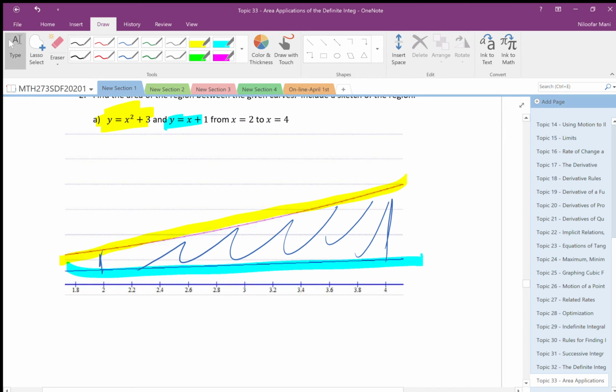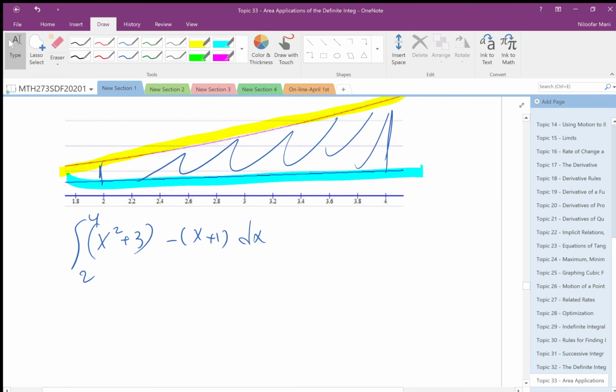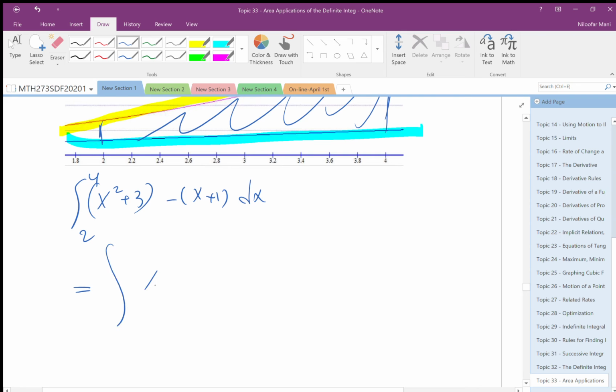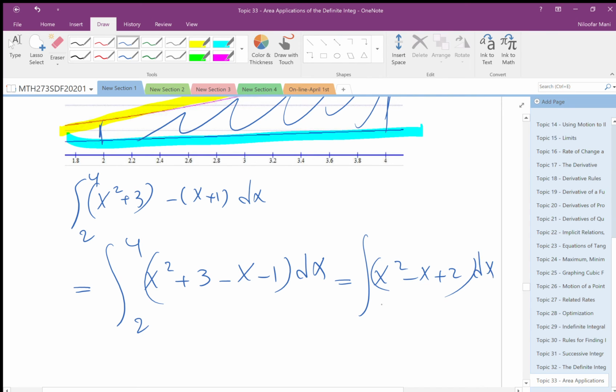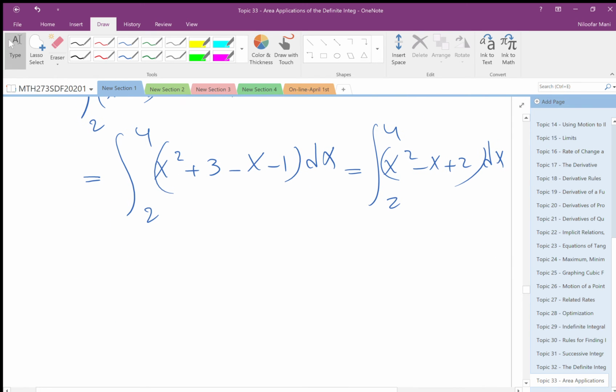Okay, so I can say it's the integral of f minus g from 2 to 4, always from small to large, dx. Okay, so find the answer. It is x squared plus 3 minus x minus 1 dx from 2 to 4, which is x squared minus x plus 2 dx from 2 to 4, which is x cubed divided by 3 minus x squared divided by 2 plus 2x from 2 to 4.